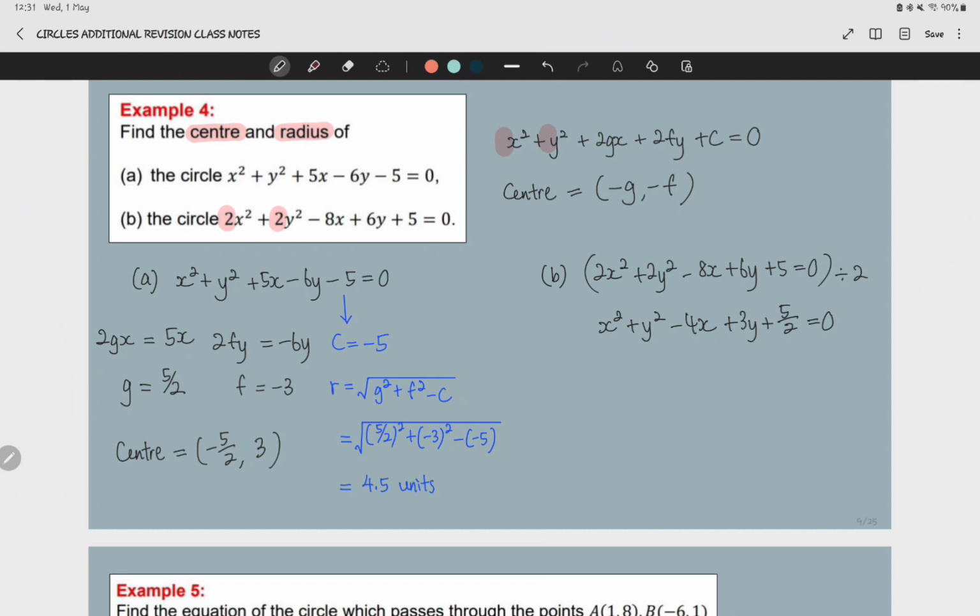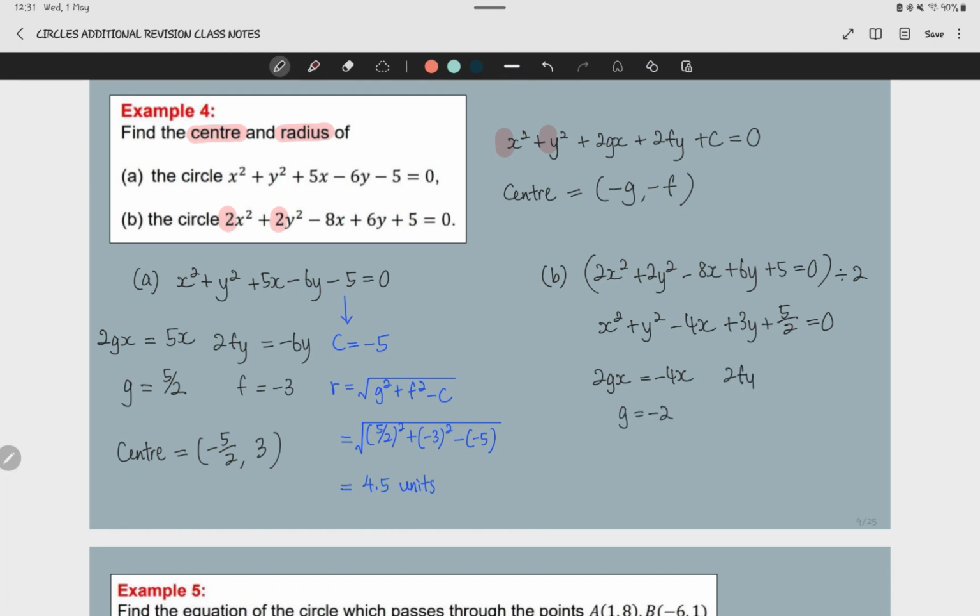Let's say you still do not like to use the method of completing the square. So here you can compare. Okay, you can compare already. So we can get that 2gx equals negative 4x, so g would be negative 2. 2fy would be 3y, so your f would be 3/2. You can get your center.